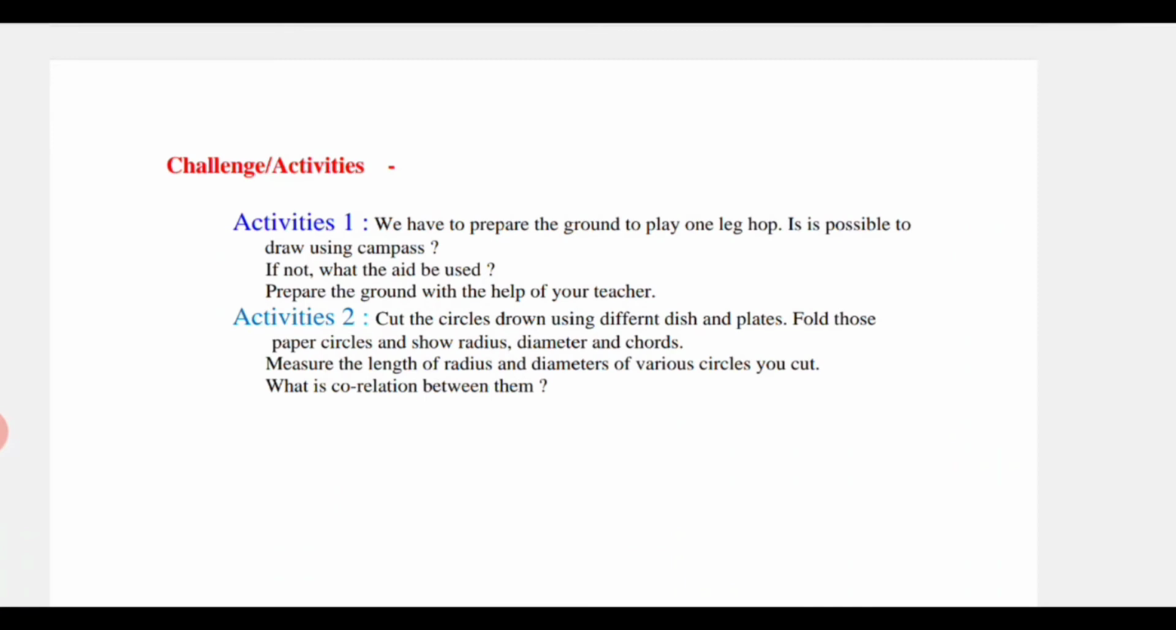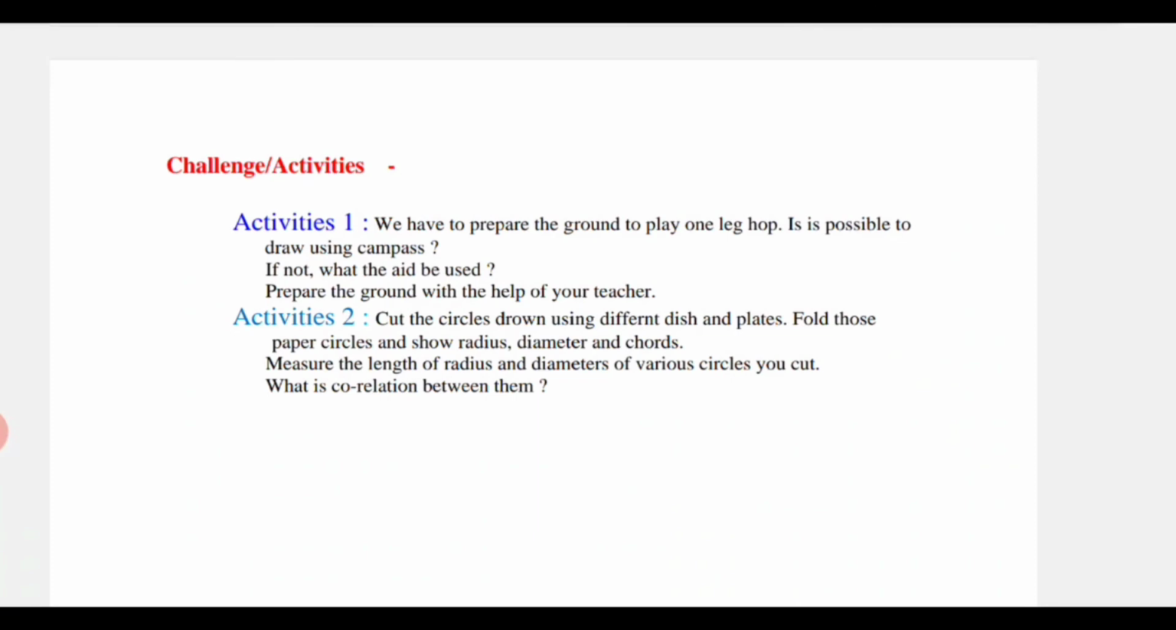But if it is not possible, then which aid can be used? You can use one stick, tie a big thread to the stick, and then that stick should be fixed at one point. That point will be the center of the circle, and with the help of that thread you have to move around and you can draw a circle. So with the help of a stick and thread we can draw a circle on the ground.